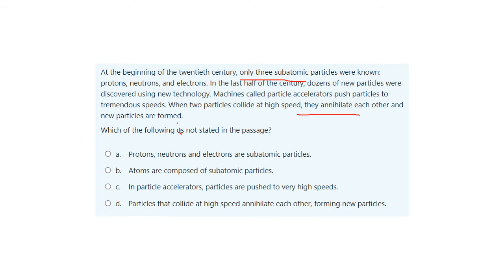Protons, neutrons, and electrons are subatomic particles. Well, only 3 subatomic particles were known: protons, neutrons, and electrons. A is stated, so it cannot be the correct answer. Atoms are composed of subatomic particles. So it doesn't say that subatomic particles are made from these things. So maybe B.